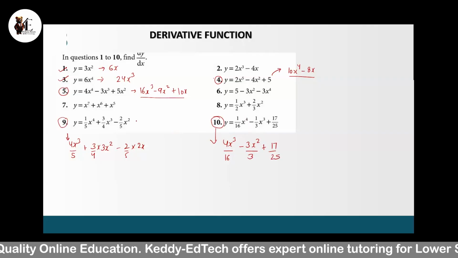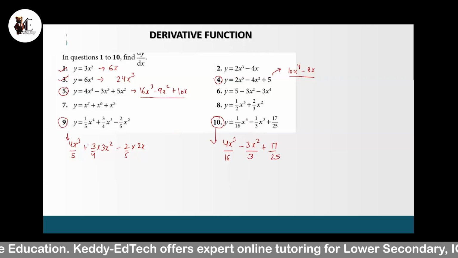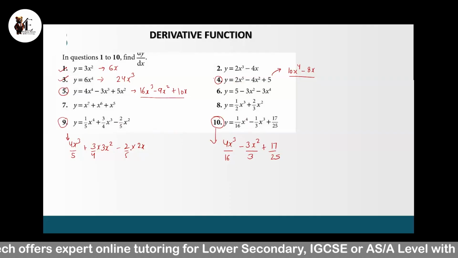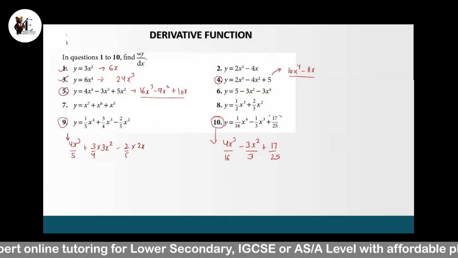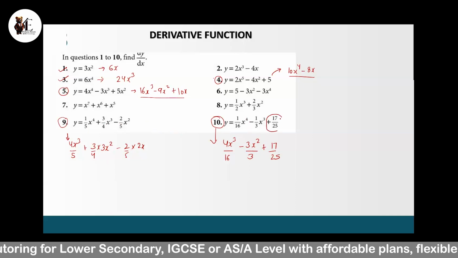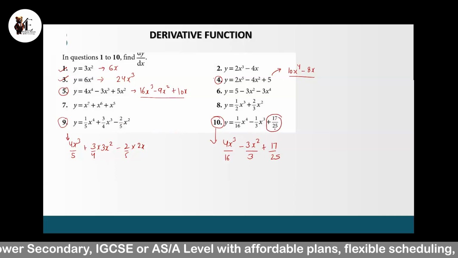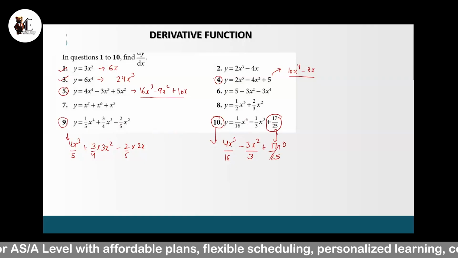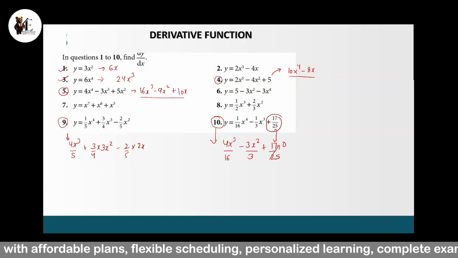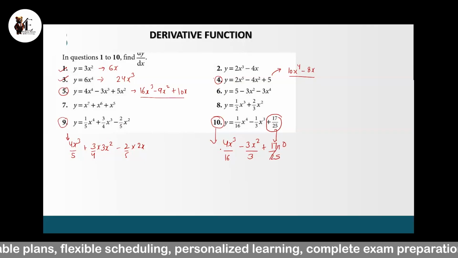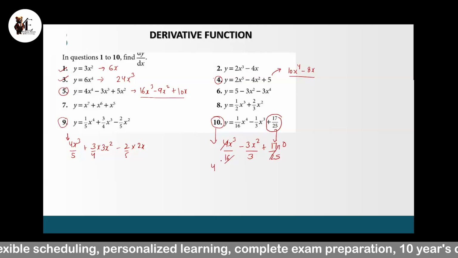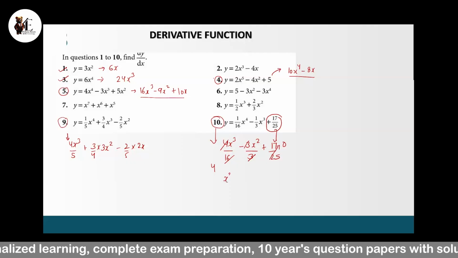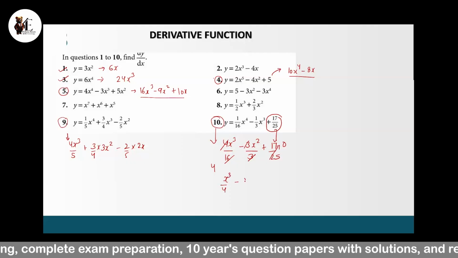Okay, so first thing is that you have to write in the simplest form at the end. The second thing is you can see that the 17 over 25 is the constant term. There is no variable with this term, so its differentiation will be 0. And 4 over 16 we can cancel out, so we will have 4 in the denominator, and this 3 will also be cancelled out. So our final answer will be x cubed over 4 minus x squared.